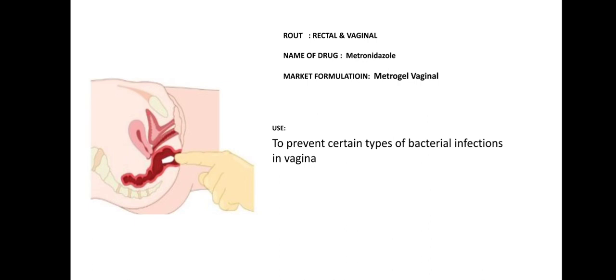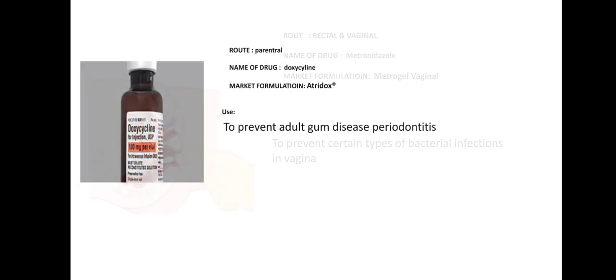For the rectal and vaginal route, the drug is metronidazole, and the marketed formulation is MetroGel Vaginal. Basically, it is used to prevent certain types of bacterial infection which occur at the site of the vagina. For the parenteral route, the drug is doxycycline. The marketed formulation is Atridox. Basically it is used to treat adult gum disease like periodontitis.